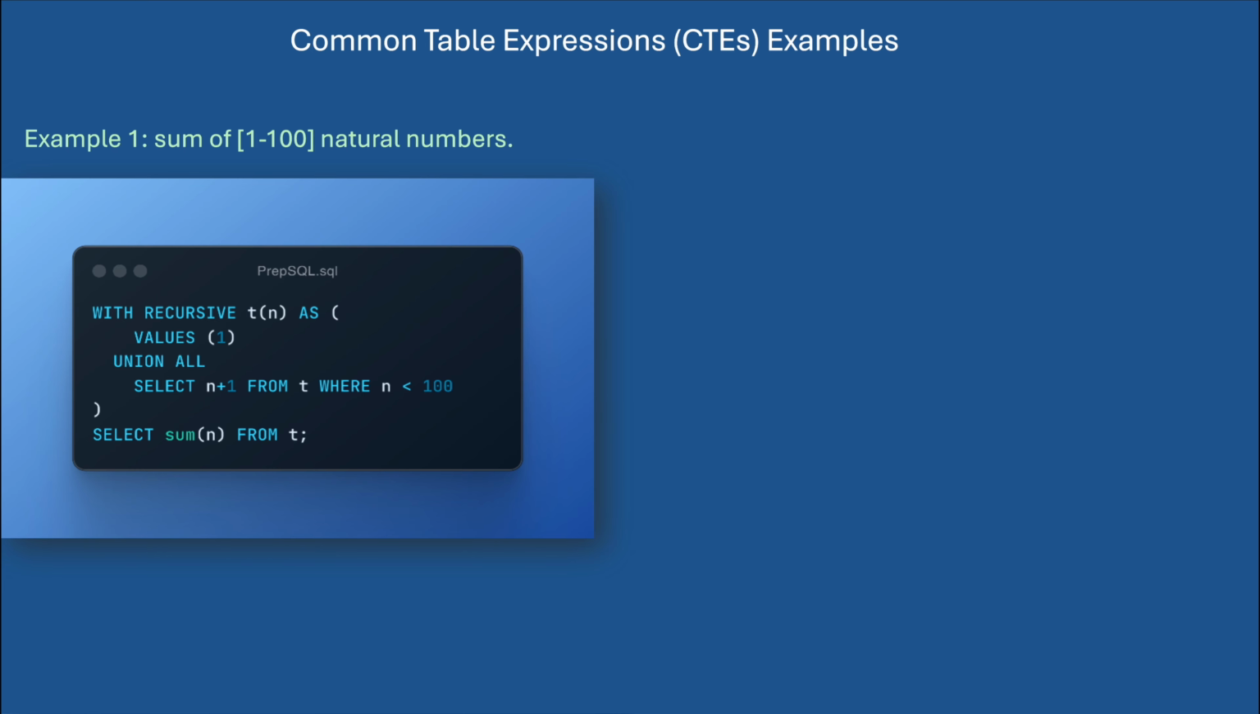For the recursive common table expression, T(n) represents T as the name of the common table expression, and n as the column passed to it. The first statement in a recursive query gives the value where the numbers start, from 1 to 100, and then we do a select and a sum of n from the table.